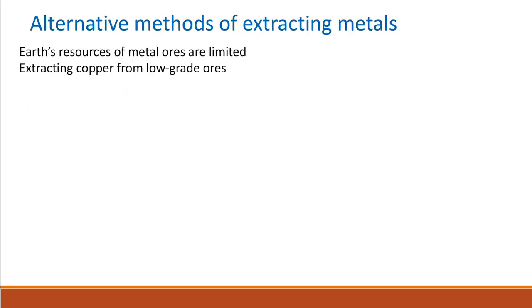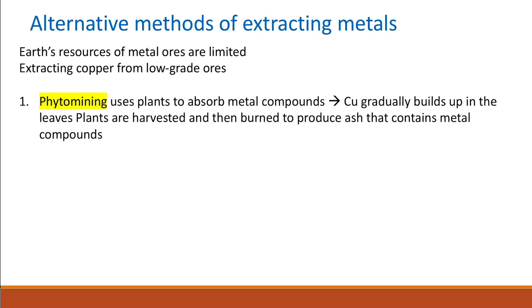Extracting metals. There are alternative methods of extracting metals because the Earth's resources of metal ores are limited. We can extract copper from low grade copper ores. There are two methods of doing that. The first one is phytomining. In phytomining, they use plants to absorb metal compounds, and copper will gradually build up in the leaves of the plants. The plants are harvested and burned to produce ash. The ash will contain the metal compounds.